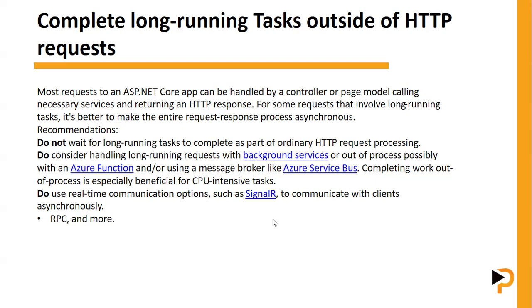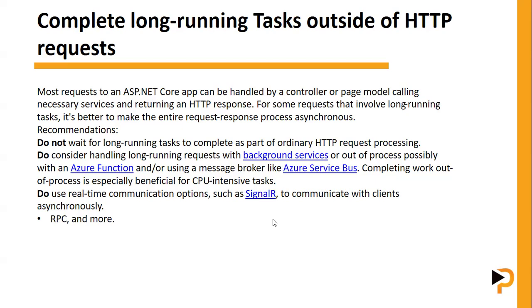Most requests to an ASP.NET Core app can be handled by the controller or a page model calling necessary services and returning an HTTP response. For some requests that involve long running tasks, it's better to make the entire request response process asynchronous. So what are the recommendations in that scenario? Do not wait for the long running task to complete as a part of ordinary HTTP request processing.